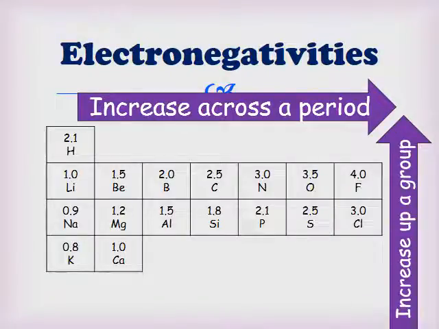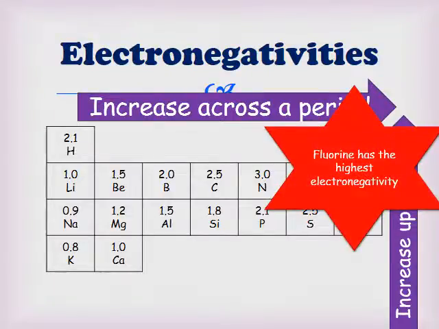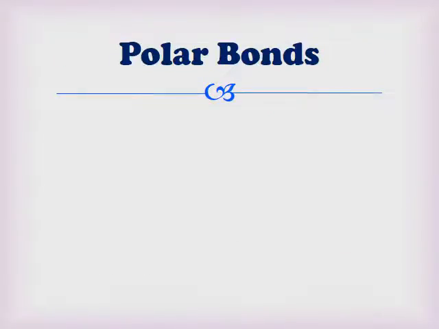Also, you'll note that the increase also happens up a group. So for example, potassium is 0.8, hydrogen 2.1, chlorine 3, fluorine 4. Again, makes sense because as you move up a group, the electrons are getting closer to the nucleus, less electron shells, so again, more attraction, more affinity of the electrons for the atom's nucleus. And as you can see, fluorine has the highest electronegativity.